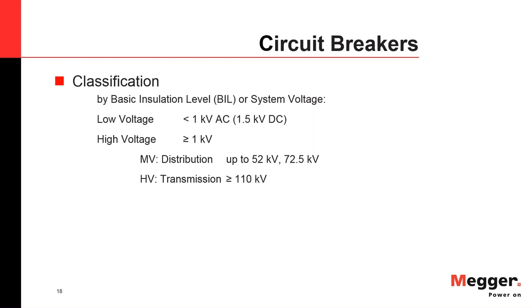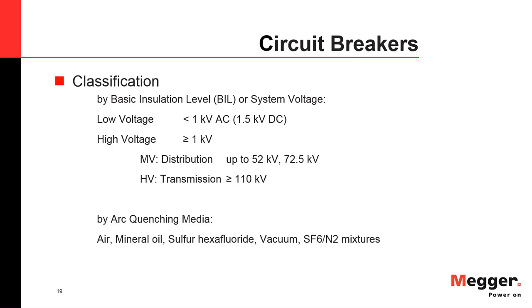Now, then in the high voltage world, there are additional classifications that people say medium voltage is typically considered to be up to 52 or 72.5. That depends on who you ask. And high voltage or transmission level is 110 kV and above. And then you would have sub-transmission level. Some people call 69 kV sub-transmission level.